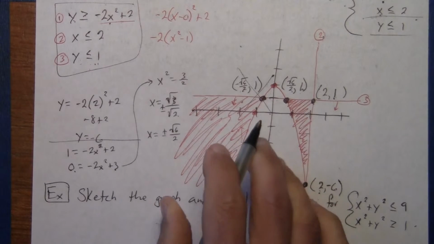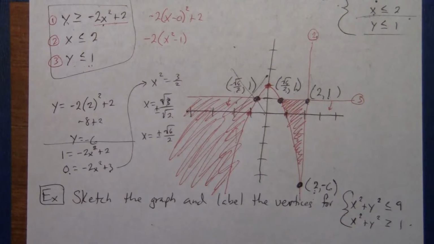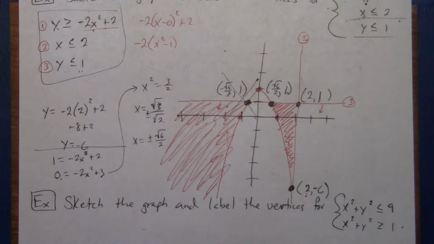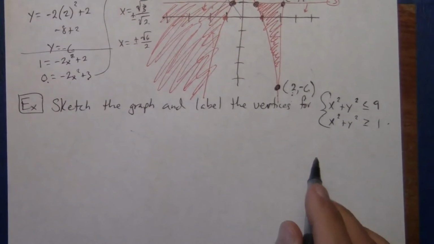So now I've got the graph, which is probably the most important part of this for right now. And then I've got the vertices. The vertices really come into play for what we're doing tomorrow in 7.6. All right, on to the next one. Sketch the graph of and label the vertices.